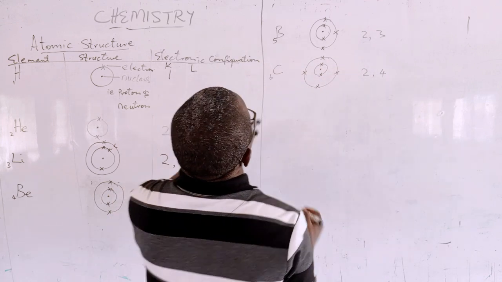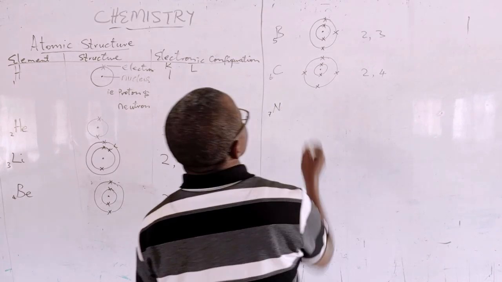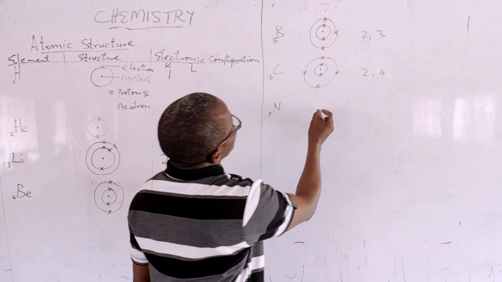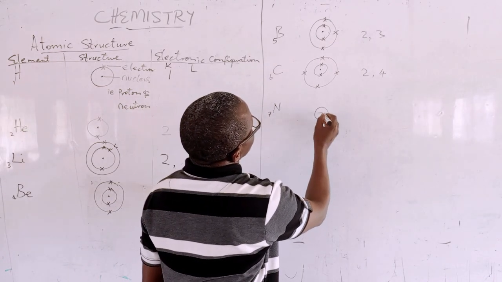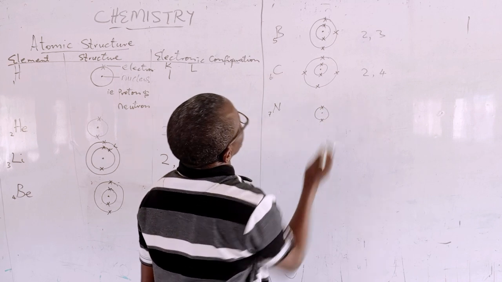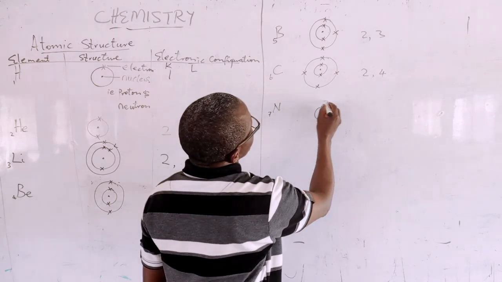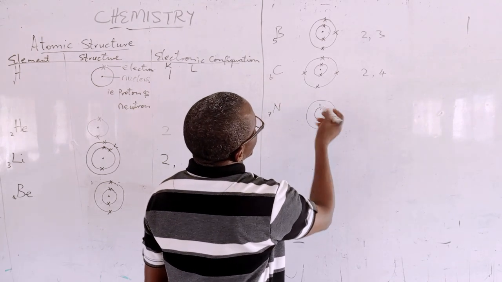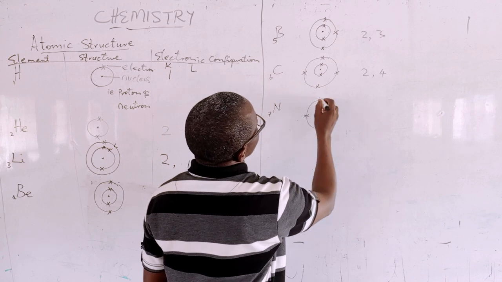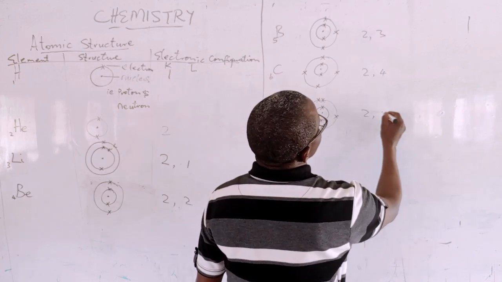The next one is N. N is nitrogen, atomic number 7. Now you draw the first shell. Do not forget to put nucleus at all time. Now, how many are left? If you remove 2 from 7, 5. Draw the second shell and put 5. 1, 2, 3, 4, 5. Now you put your 2 and 5.